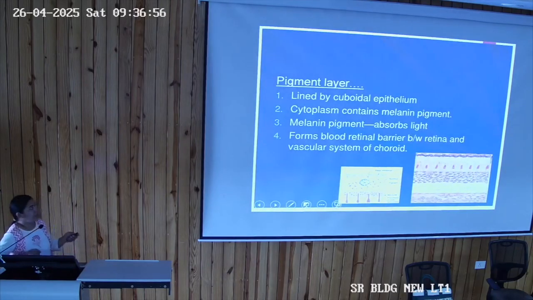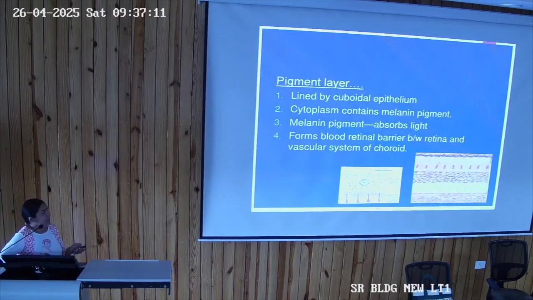So first, one by one, coming to each layer, pigment cell layer, which is covered with the epithelium. This is cuboidal epithelium. So cuboidal epithelium is present over the topmost layer of the retina. The cytoplasm here contains the melanin pigment, and this absorbs the light. Now it also forms a barrier between the retina, which is called the blood retinal barrier. Now why is it the blood retinal barrier? Because underneath this there is a choroid layer. So it is a barrier between the retina and the vascular layer of the choroid.